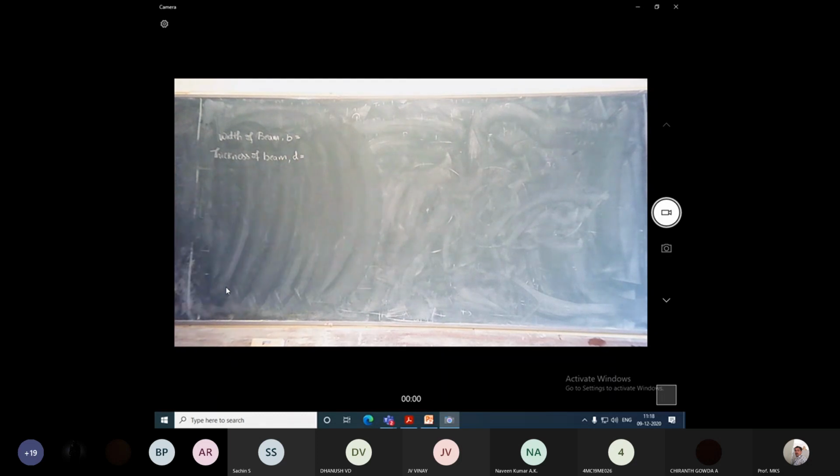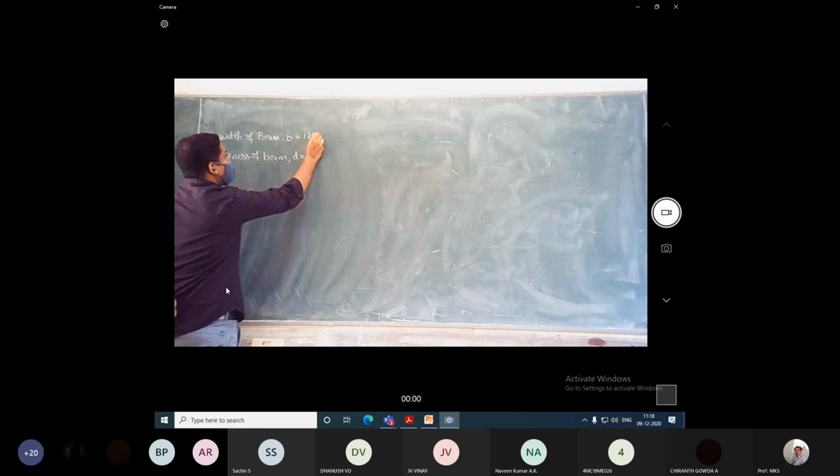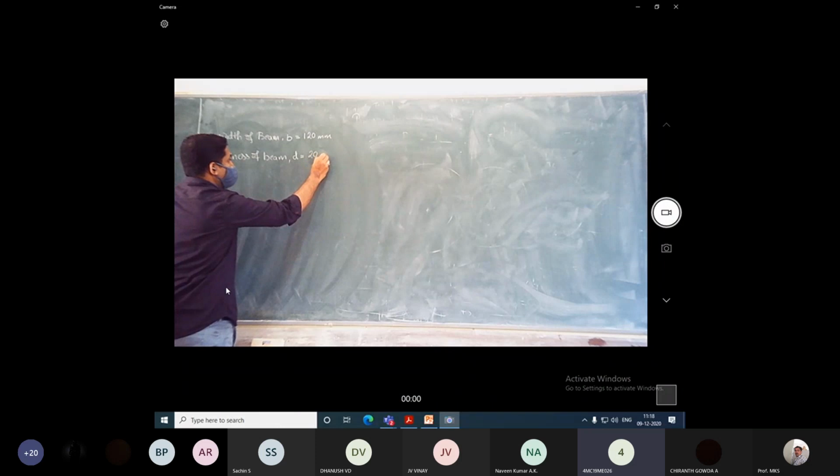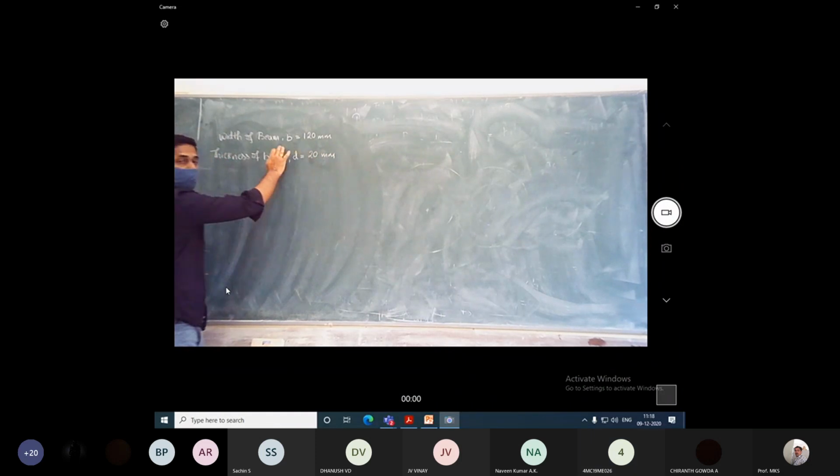So what is the width? 120, 1 to 0. Depth for the beam is given: 20. Okay, then you should know it is a rectangular cross section. It is a rectangular cross section.